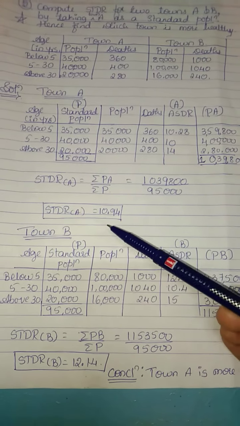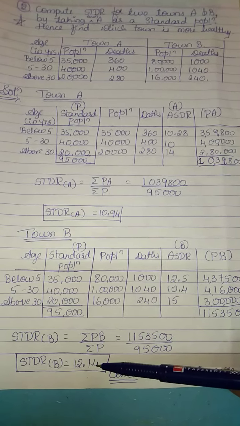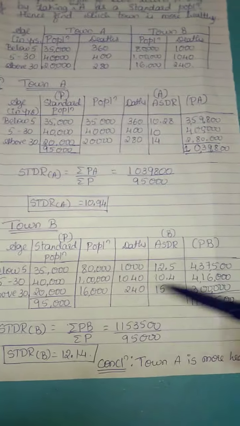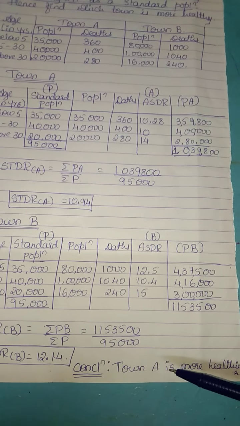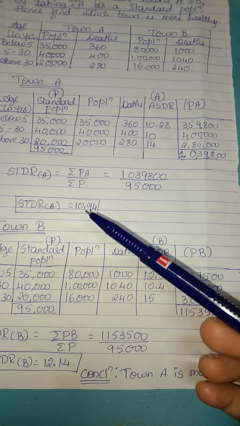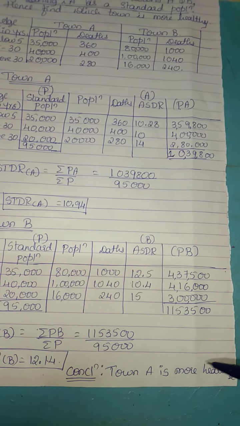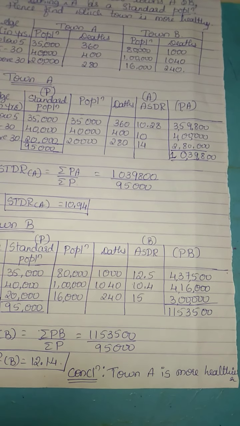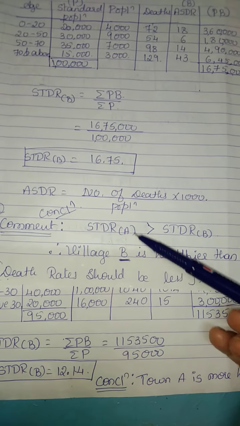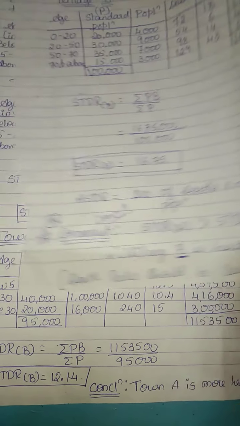The conclusion part is very important here. STDR for A is 10.94. STDR for B is 12.14. And the conclusion we have to write: STDR for A is less than B. Therefore, I can conclude town A is healthier. In the first example, I have clearly shown you how to write the conclusion. So you have to follow the same.